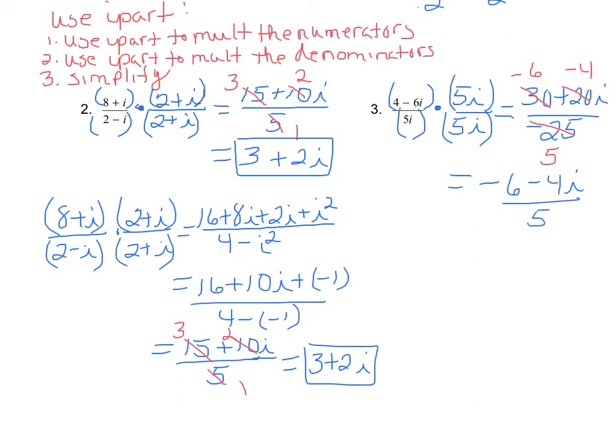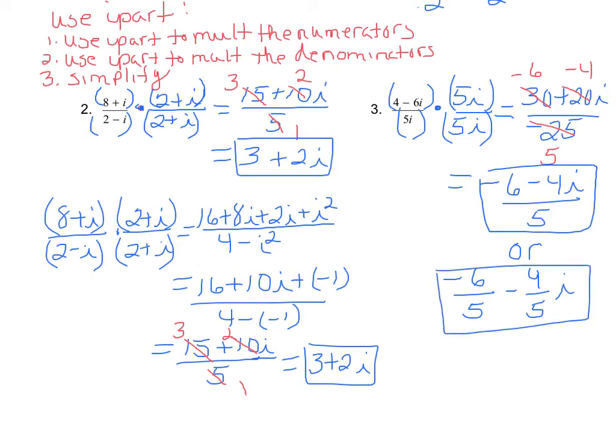Now, when your answer is still a fraction, you may sometimes see it on multiple choice written this way: negative 6/5 minus 4/5 i. So it just shows that the 5 goes with the negative 6 and the negative 4. And remember, the i always is on the side of a fraction. So either one can be written as the correct answer. All right, with that being said, let's move on to another example.